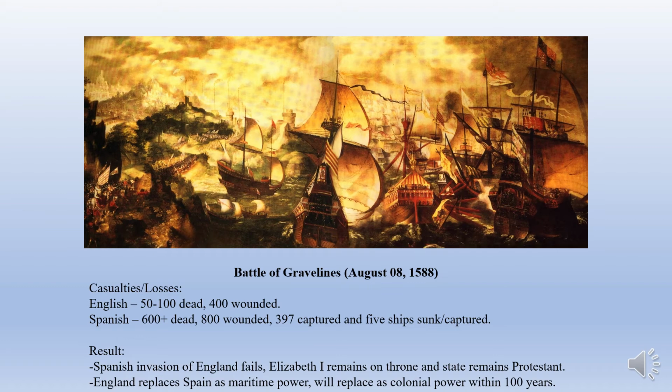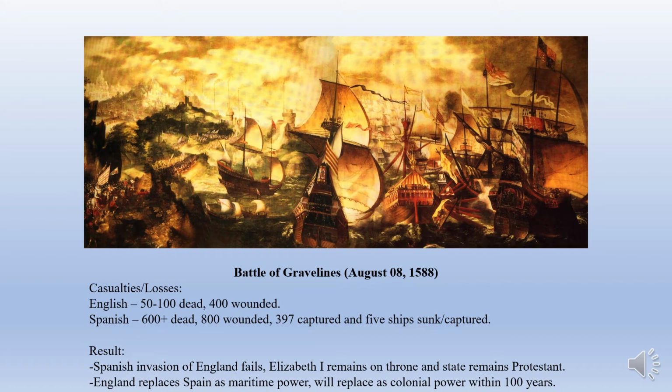Now, what happens here on August 8th, 1588, we call the Battle of Gravelines. And this is essentially the Battle of the English Channel, the Spanish Armada. The English will sneak up on this Spanish Armada at anchor, preparing the invasion of England. And they will give them everything they can. They catch them off guard.